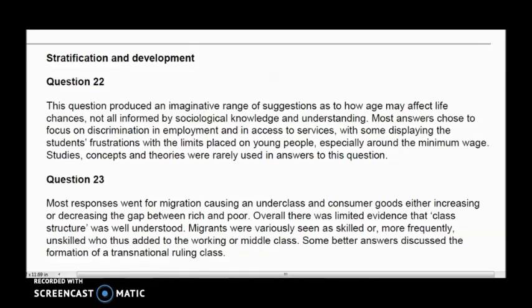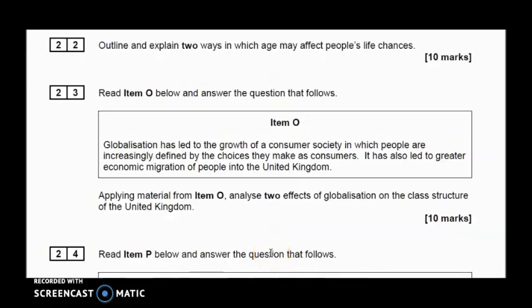Question 23 is your item 10 marker, and here you have got to show that you can find the hook from the item and apply your knowledge to it whilst analysing or evaluating as you go along. The question is: analyse 2 effects of globalisation on the class structure of the United Kingdom. So the hooks that you could have identified is firstly about the consumer society and how you are defined by the choices you make as a consumer. That could be one hook, and the second hook could be economic migration of people into the United Kingdom also.